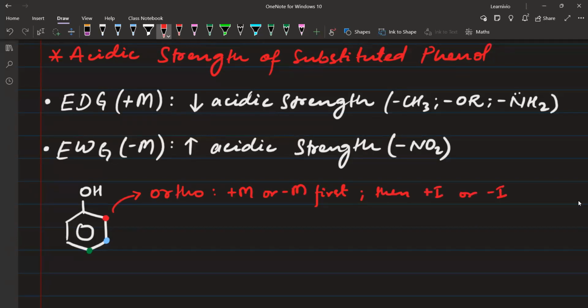Okay. But first of all, look at plus M or minus M. If plus M or minus M is going to give you the answer, then you don't have to look further whether it is plus I or minus I. You don't have to look, if plus M or minus M is going to give you the answer.